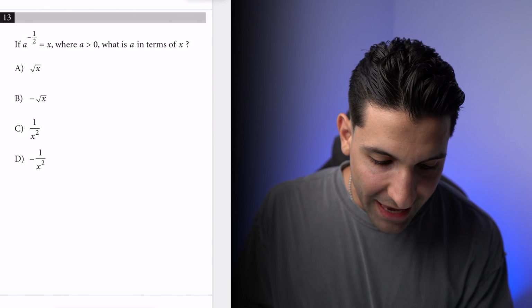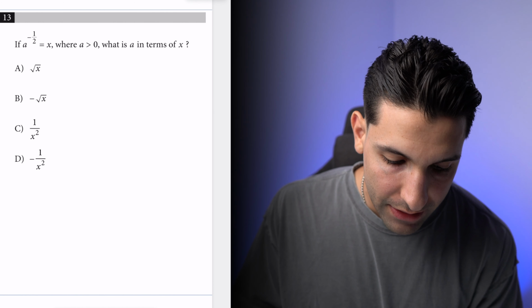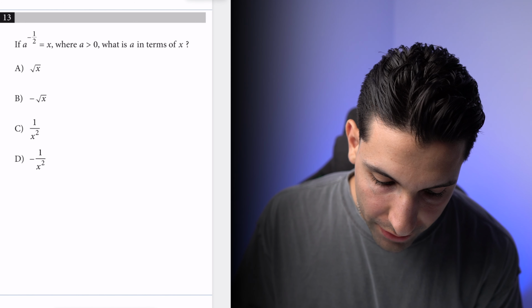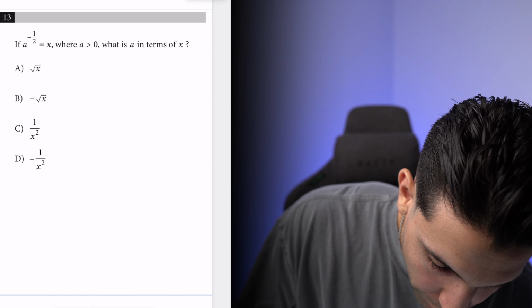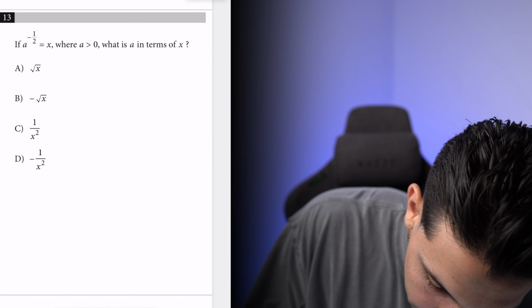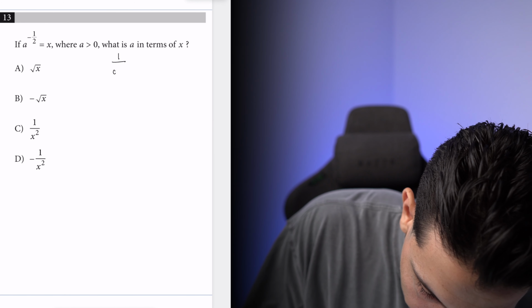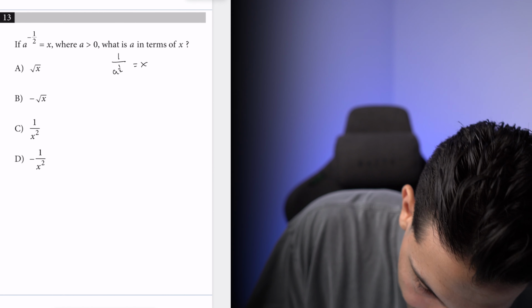Question 1, if a to the negative 1/2 equals x, where a is greater than 0, what is a in terms of x? What this question is basically asking is move everything to one side of the equation and have a on the other side of the equation. So if we have a to the negative 1/2, that just really means 1 over a to the 1/2 equals x.